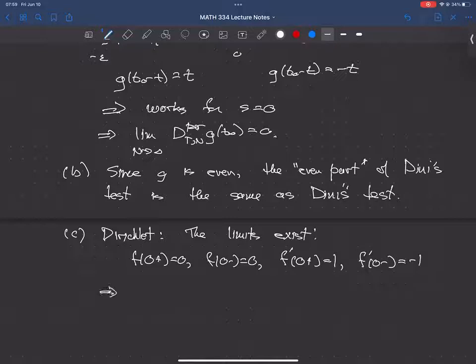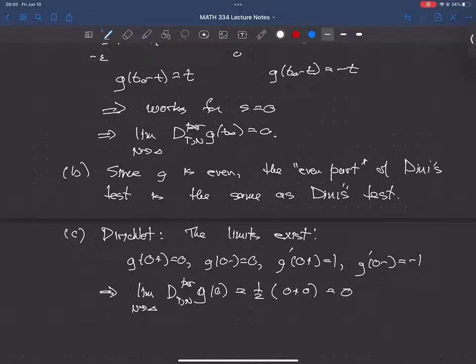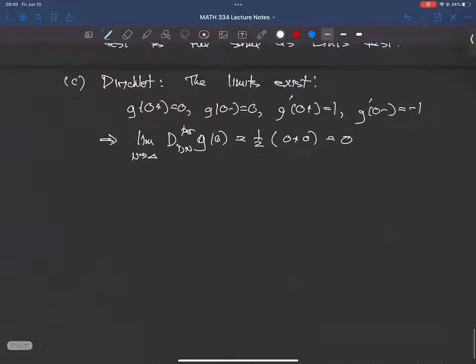And so from Dirichlet's test directly, I have the limit as M goes to infinity of the partial sums, sorry, these are G's, of G is equal to 1/2, and so it's the average of the left and right limits. All right, good.